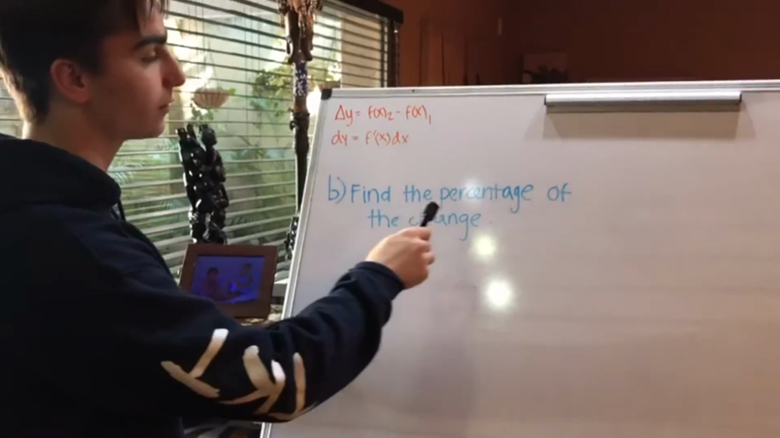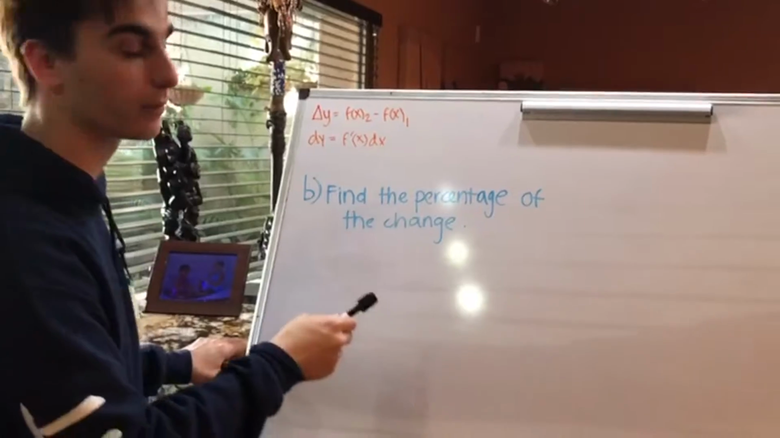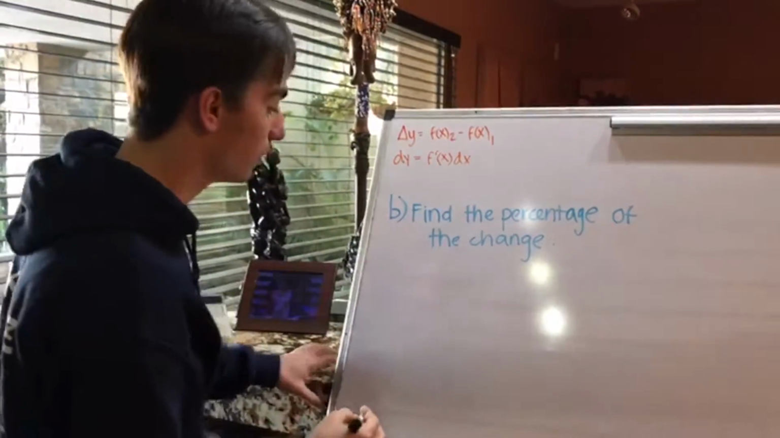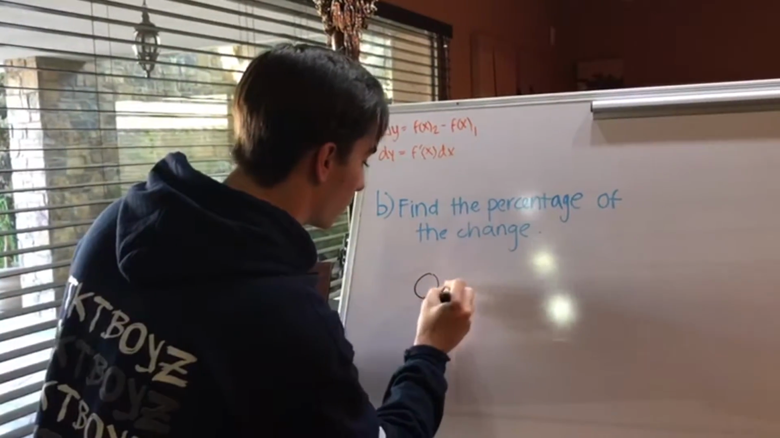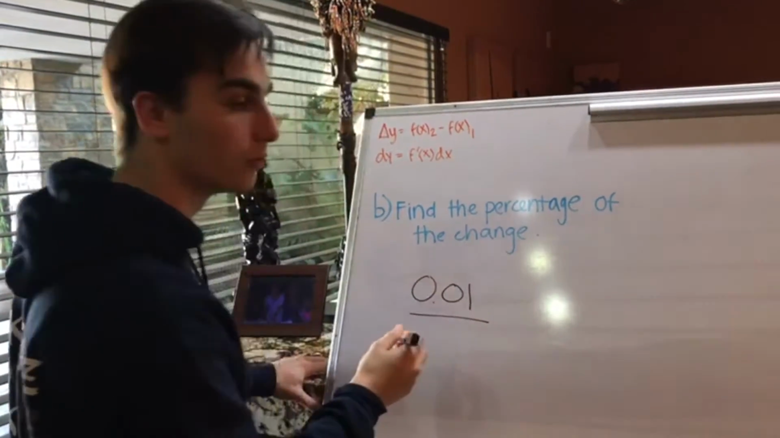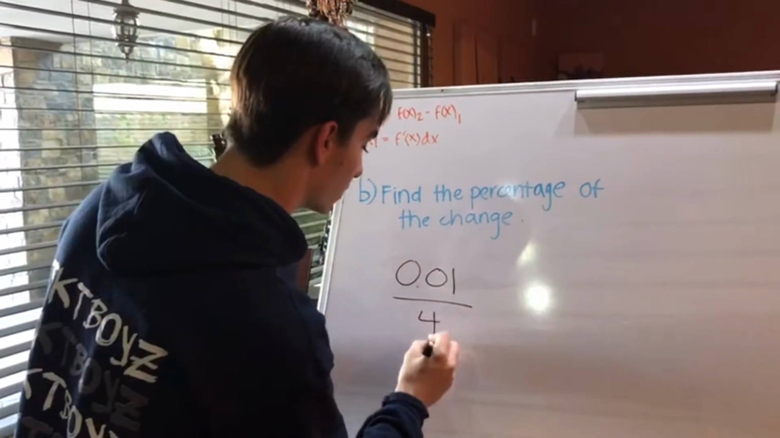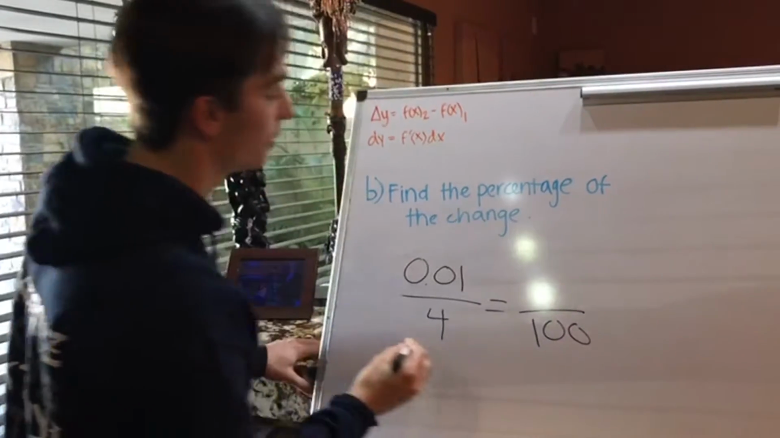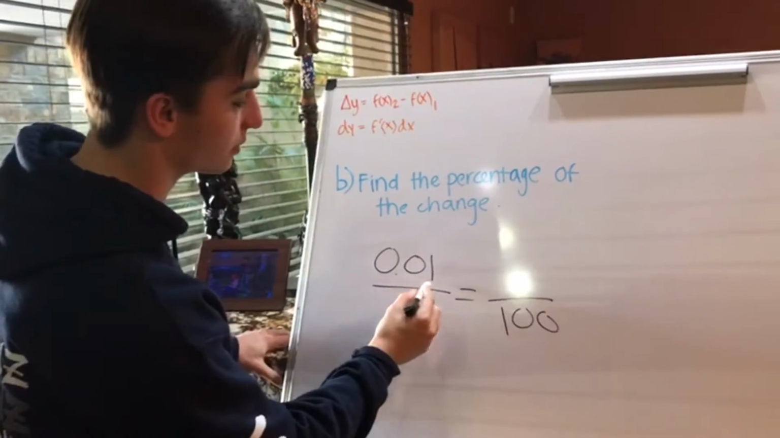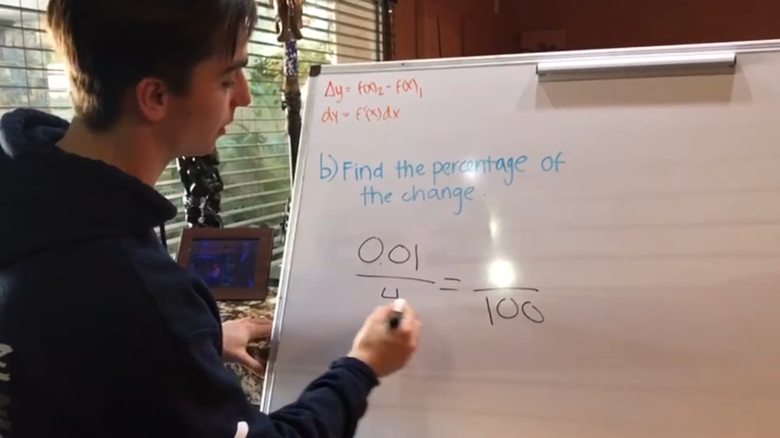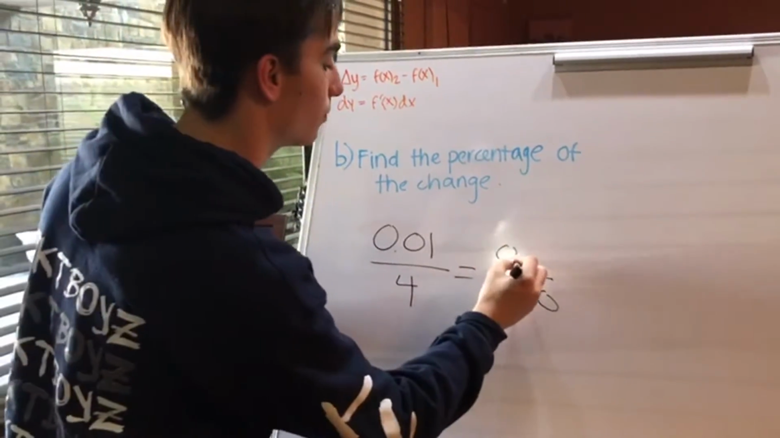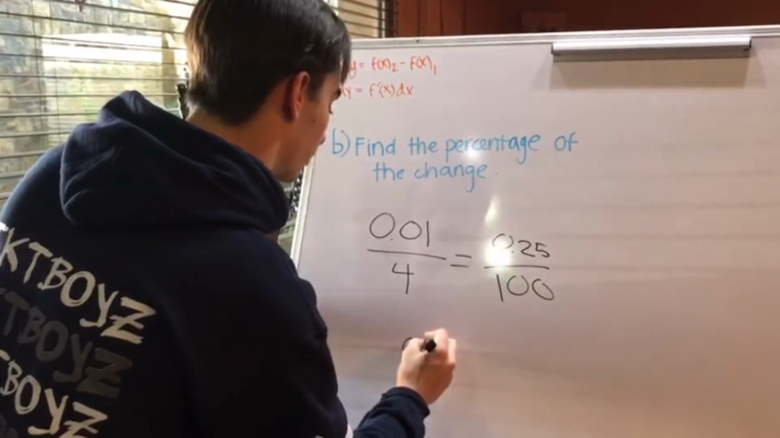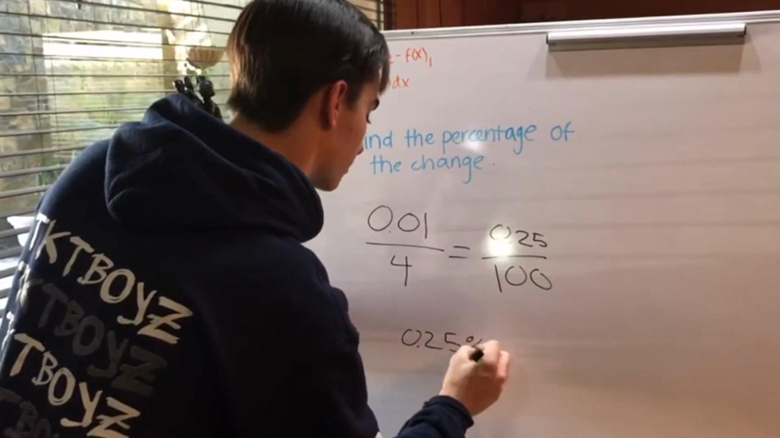Now we're going to find the percent of change from the delta y, the answer that we just got. The difference was 0.01, and we put it over the original x, which is 4, and multiply by 100 to make it a percent. So 0.01 times 100 is 1, divided by 4 is 0.25. So the percent of change is 0.25%.